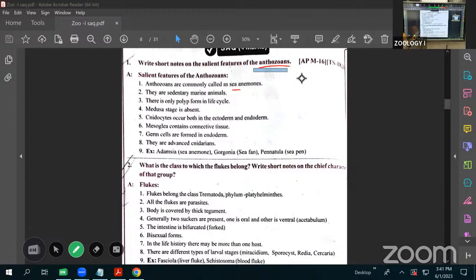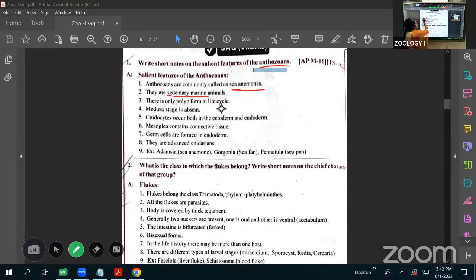In animal diversity, all are invertebrates. Anthozoa belongs to Cnidaria, and the one class there is called Anthozoa. Anthozoans are commonly called sea anemones. They are sedentary and marine. Marine means they are present in salt water, and they attach to a substratum, which is why we call them sedentary animals.